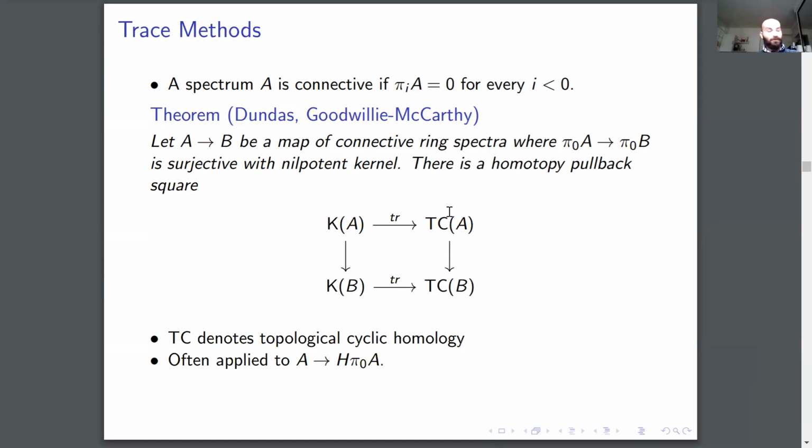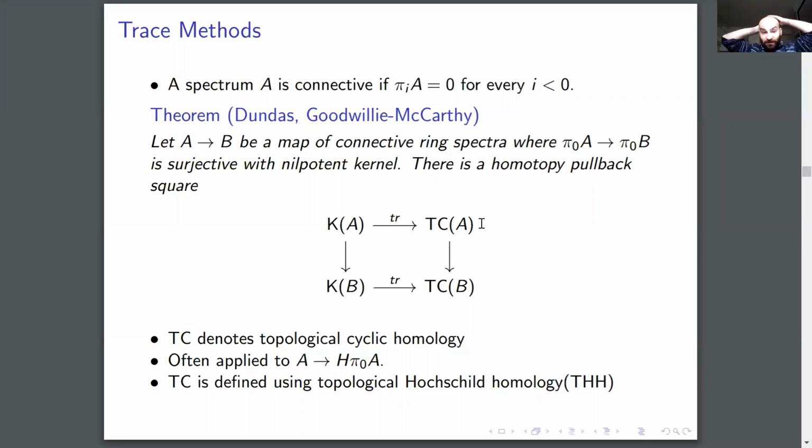For example, this is often applied to the case where you map A to its degree 0 Postnikov section. You are mapping A to the spectrum you obtain by killing all the homotopy groups above degree 0. When you do that, these are the algebraic K-theory of a discrete ring and TC of a discrete ring. Then computing the algebraic K-theory of A becomes computing this topological cyclic homology.